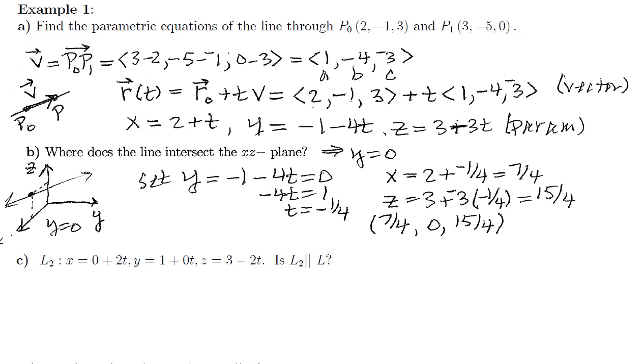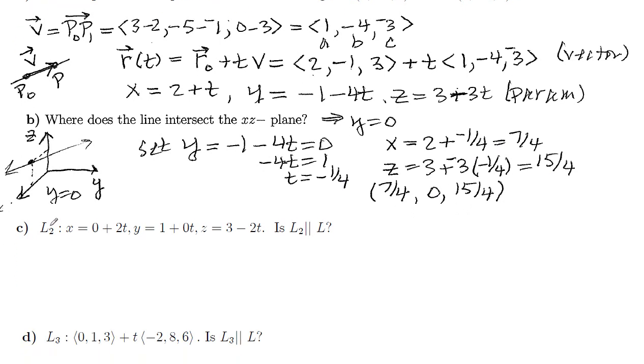Next part of the question, we're going to let L2 be the line with parametric equations 2t, 1, and 3 minus 2t. We want to know, is line L2 parallel to line L? Well, two lines are going to be parallel in 2 dimensions if they have the same slope. In 3 dimensions, if they have the same direction vector or a multiple. So our first direction vector, we'll call that V1.